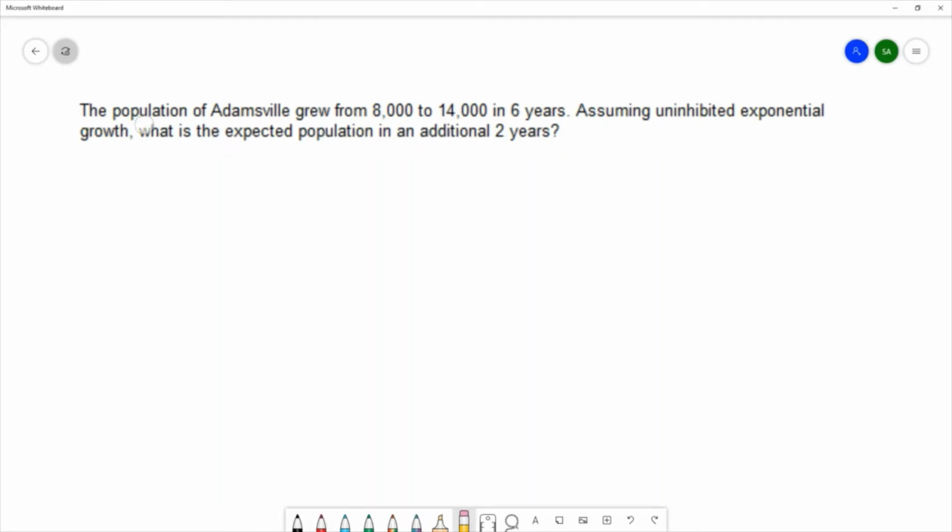The population of Adamsville grew from 8,000 to 14,000 in 6 years. Assuming uninhibited exponential growth, what is the expected population in an additional 2 years?